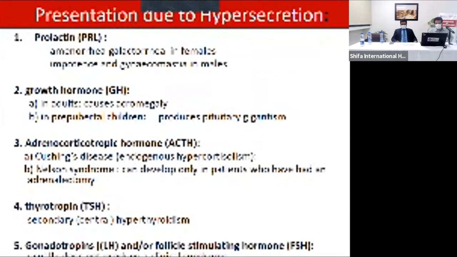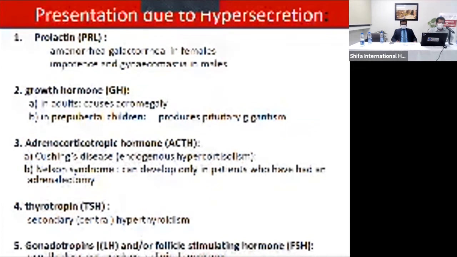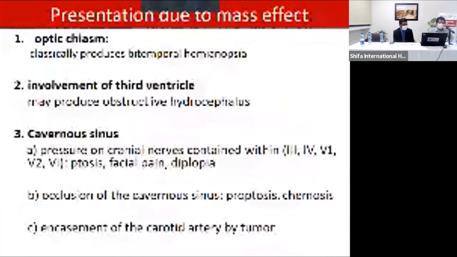So just an overview of the hormonal production. If there is too much prolactin, it can cause amenorrhea and galactorrhea in the females, impotence and gynecomastia in the males. Growth hormone in adults causes acromegaly, and in the prepubertal children may produce pituitary gigantism. ACTH abnormal secretion can cause Cushing's disease, or Nelson syndrome if the patient has already had an adrenalectomy. Increased TSH secretion may result in secondary hyperthyroidism, and usually the gonadotropins, those are the LH and the FSH, overproduction does not produce a clinical syndrome.